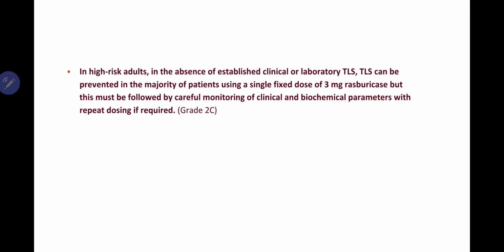In high risk adults, in the absence of established clinical or lab TLS, TLS can be prevented in the majority of patients using a single fixed dose of 3 mg rasburicase, but this must be followed by careful monitoring of clinical and biochemical parameters with repeat dosing if required.